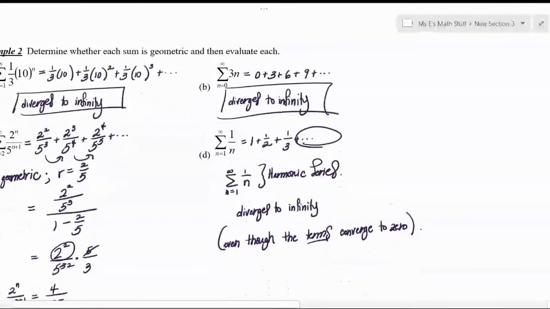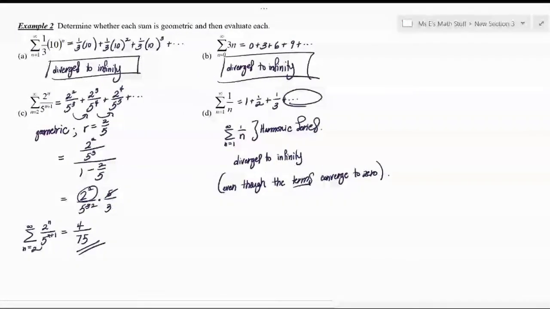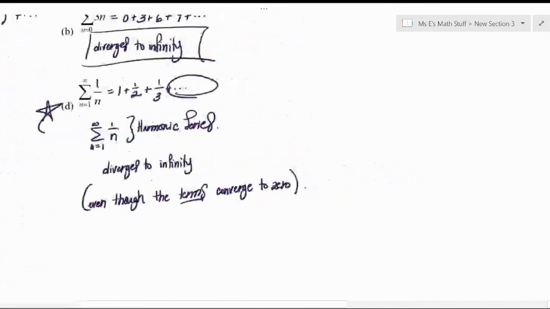Okay, so let's talk about the next concept. This little example right here should be helpful with not misunderstanding this next concept. Another major idea that goes along with this lesson is what's called the nth term test for divergence.